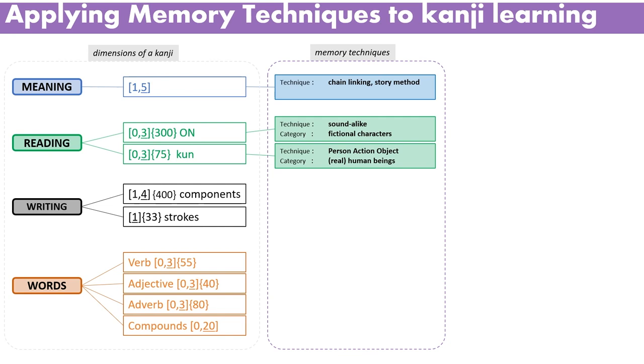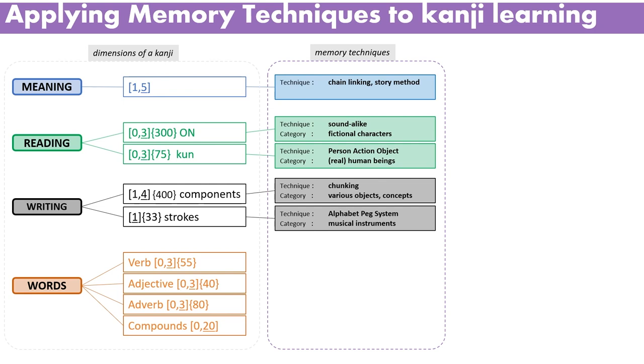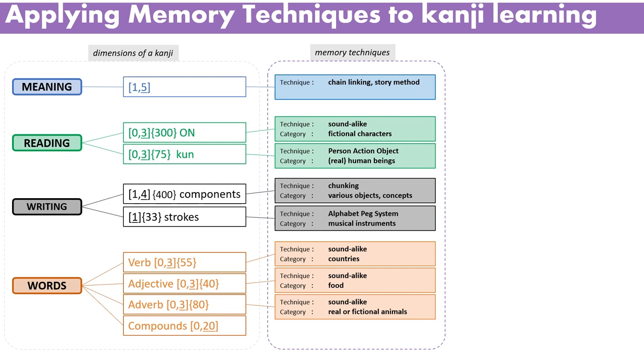For the components, the chunking method, with various objects and concepts. For the number of strokes, the alphabet peg system, based on musical instruments. For the verbs, the sound-alike technique, based on countries. For the adjectives, the same sound-alike technique, based on food this time. And for adverbs, the sound-alike technique based on real or fictional animals. And finally, for the compound words, the memory palace technique.